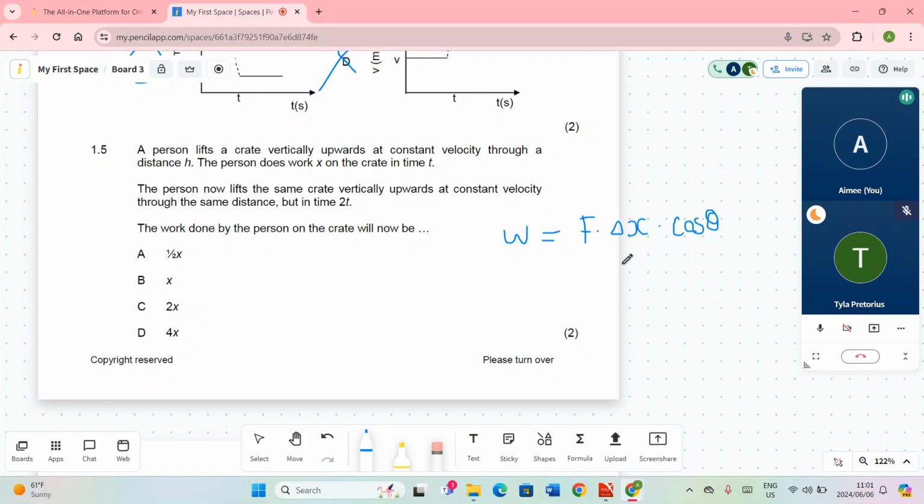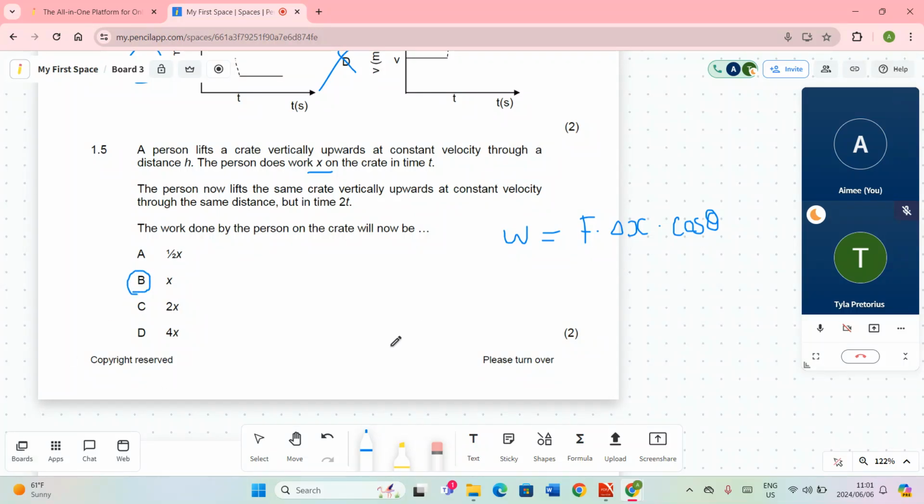In other words, it means that lifting this crate the same vertical distance in a longer period of time will not affect the work that was done. Which means that if the work that was done was X for scenario 1, the work that was done for scenario 2 will also be X.